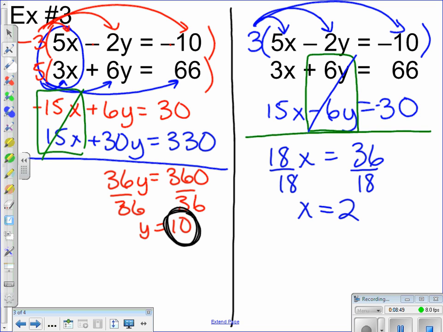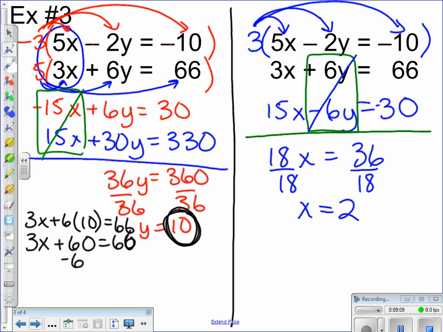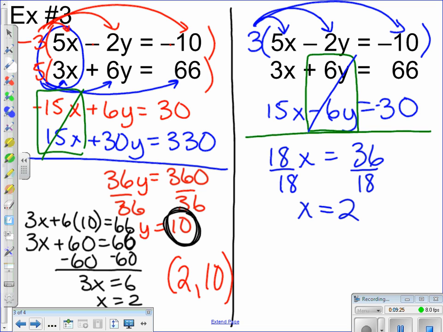If you take that 10 and plug it back in to the first equation, you will end up with 2. You see, 3x plus 6 times 10 makes 60. And then if you subtract the 60 from both sides, you'll get 3x equals 6. Divide by 3, x is 2, which is the same answer I got over here on the right. So again, it doesn't matter which way you do it, just as long as you multiply and make the variables the same. And our final answer would be 2 and 10.